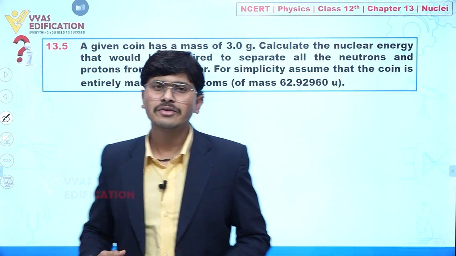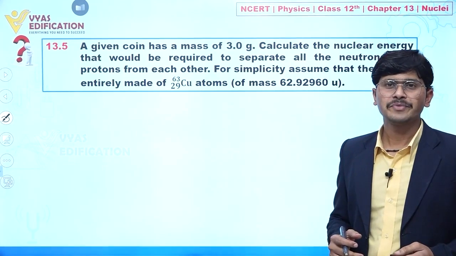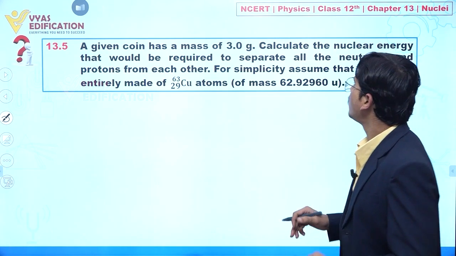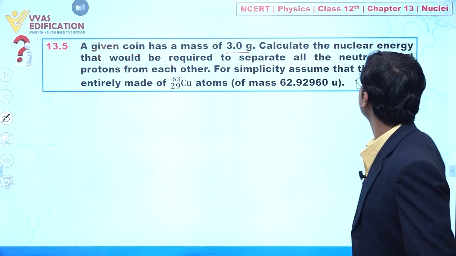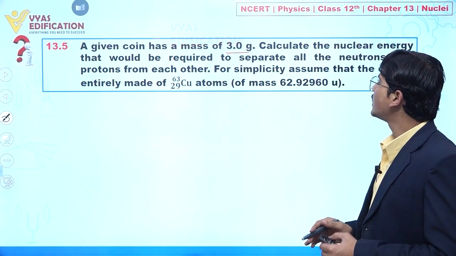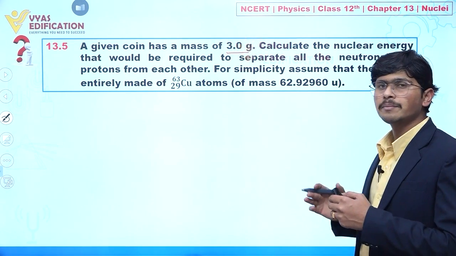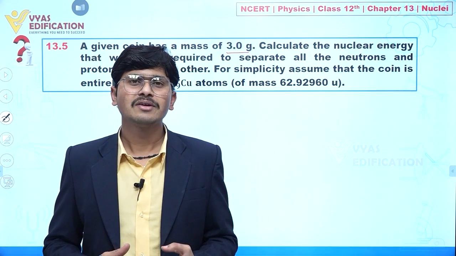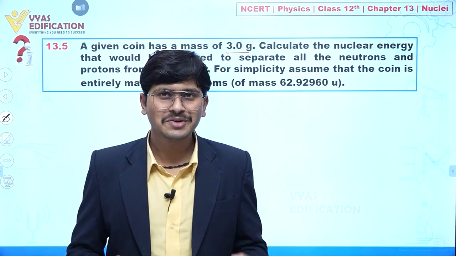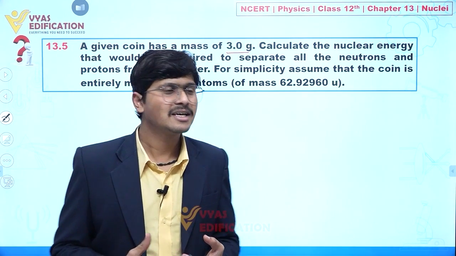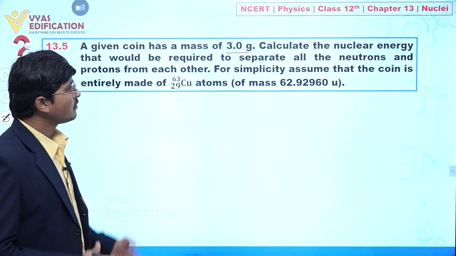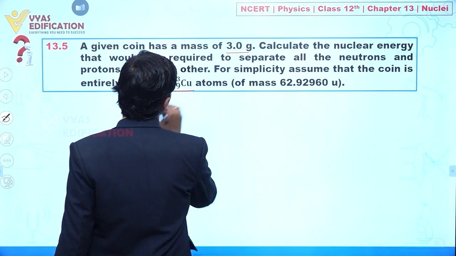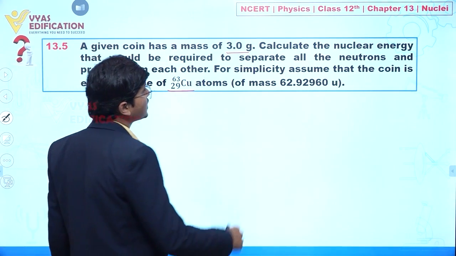Now dear student, we are going to discuss question number 13.5. Clear? In this question it is given to you, a given coin has a mass of 3 gram. Calculate the nuclear energy that would be required to separate all the neutrons and protons from each other. It means the total energy that is required to separate protons and neutrons. It means we are talking about binding energy. Clear? So now for simplicity you can assume that the coin is actually made up of copper atoms. Clear? And its atomic mass is given to you.